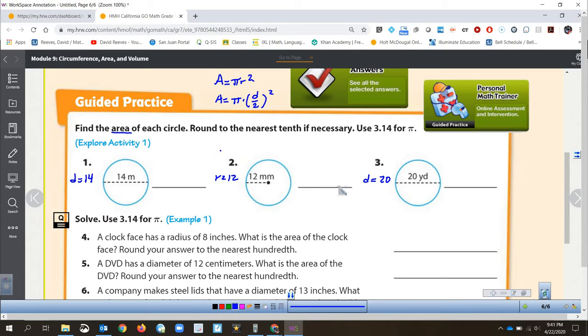By the way, you'll notice I'm not worrying about the units right now. We'll go ahead and put the units on when we get our answer at the end. We're just going to focus on the numerical part here.